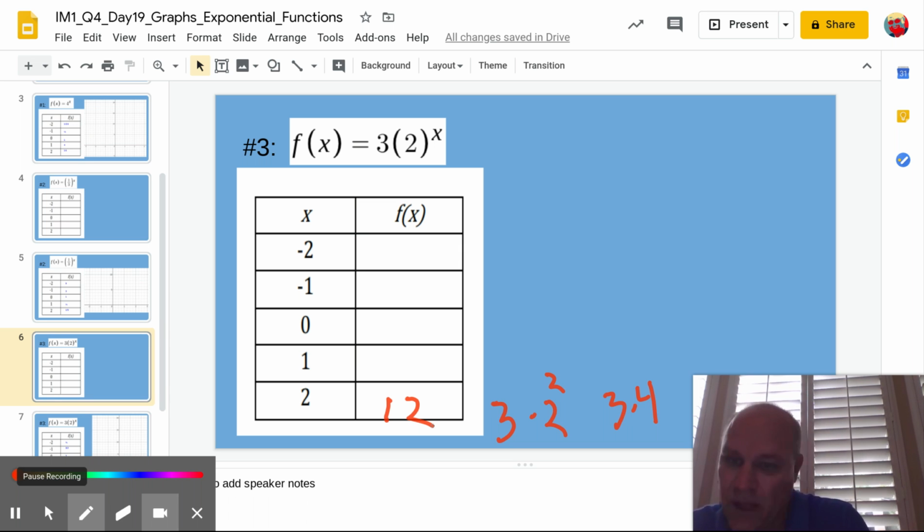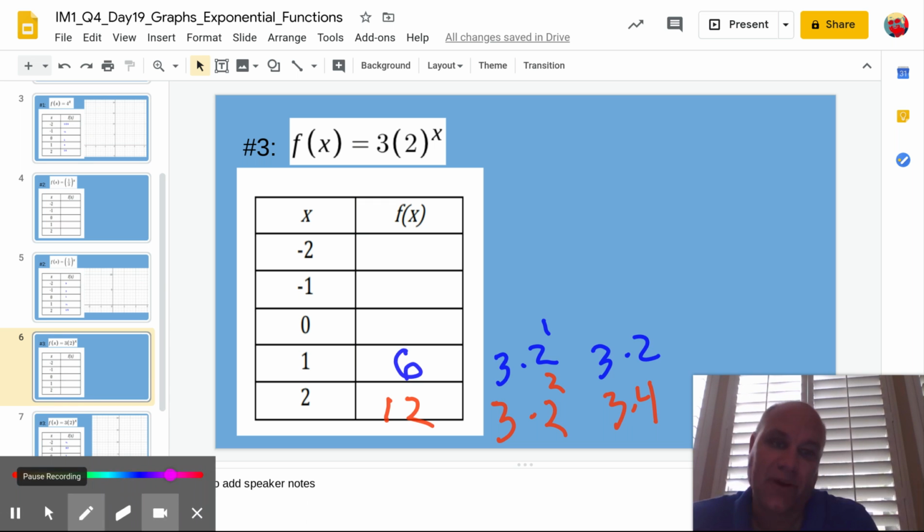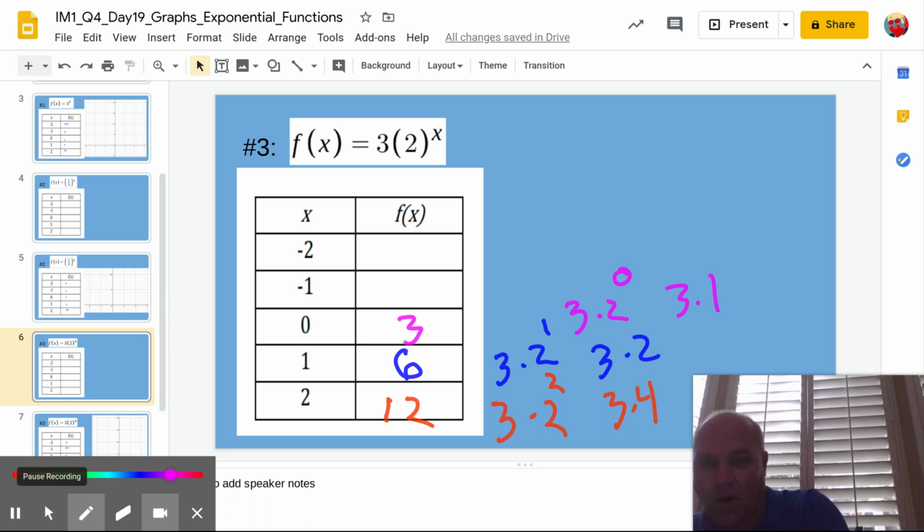Now try input x equals 1. Should have got 6 here. It's 3 times 2 to the first power. 2 to the first is just 2, so it's 3 times 2 is 6. All right. Ooh, what's going to happen now when we have 2 to the 0 power? What do we get? So here you get a great example why the a value is always our y-intercept in these problems. Because 3 times 2 to the 0 means 3 times 1, and 3 times 1 is 3. So our y-intercept is 0, 3.